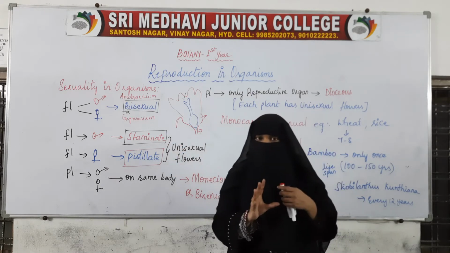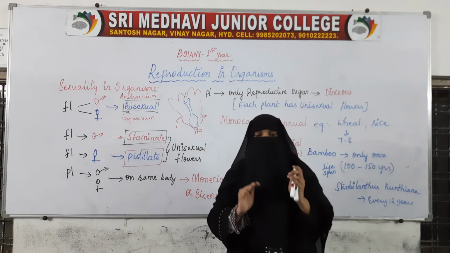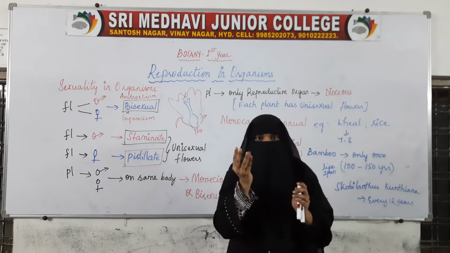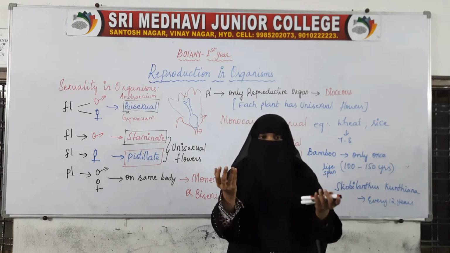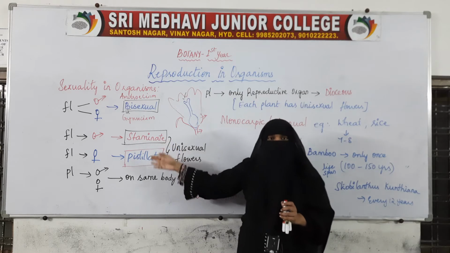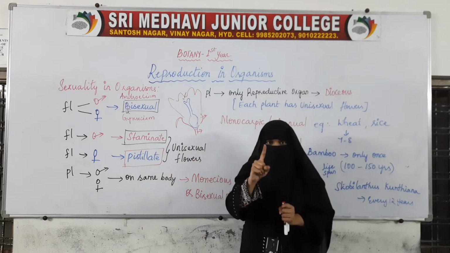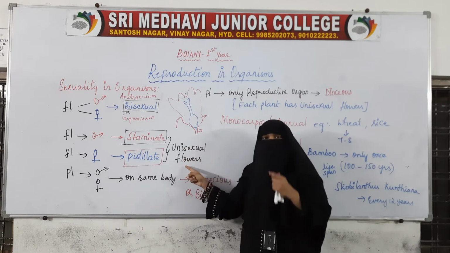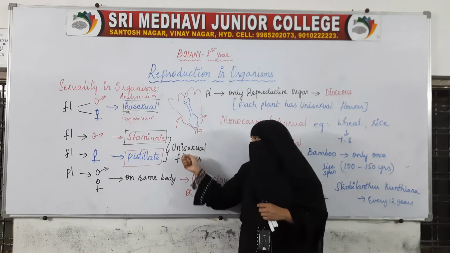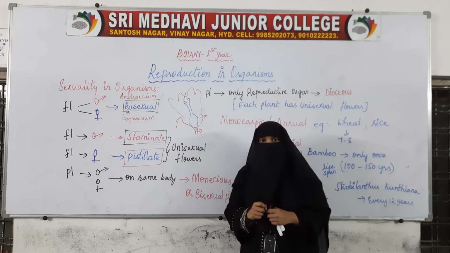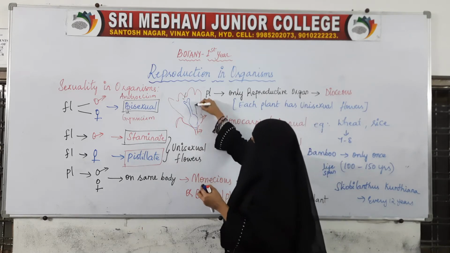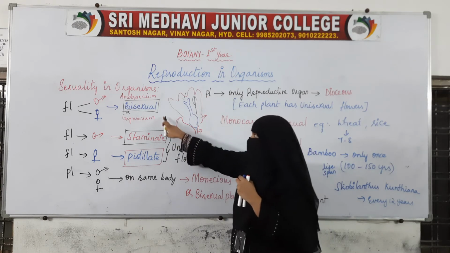If we say it is a pistillate flower, then it is understood that it is a unisexual flower, because we are saying pistillate means stamens are not there. If you are saying staminate flower, it is understood that pistil is not present. With the absence of pistil or stamen, only one sex organ is present, so we call it a unisexual flower. Whether it is a staminate flower or a pistillate flower, the flowers are unisexual. If both organs are present like this, then it is a bisexual flower.